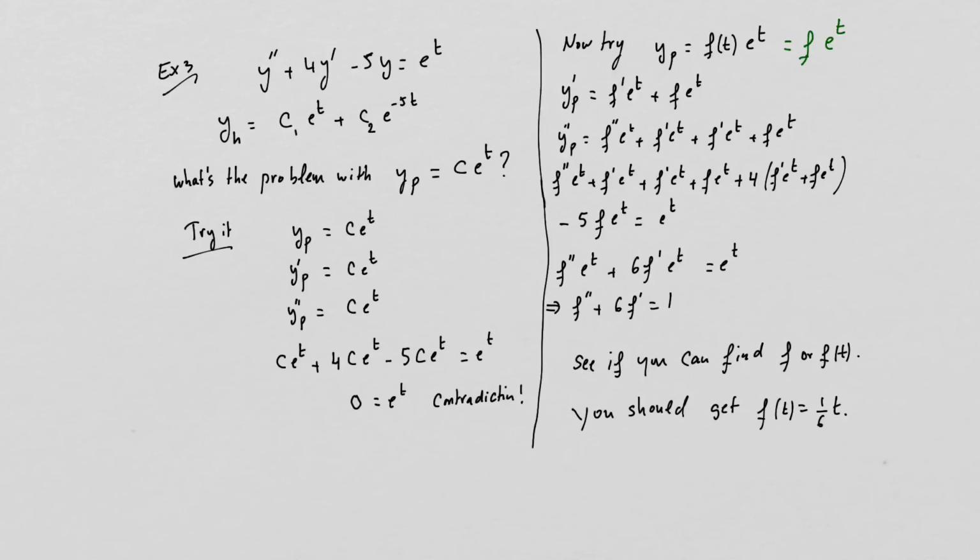And then I plug that in here, right? Y double prime, this piece here. Here it is. Plus 4 y prime, here is y prime. Minus 5y, y is this. And I force it to be e to the t. I cleaned up the mess. I got this, e to the t cancels, and I got this function.